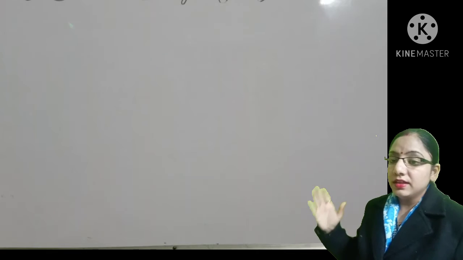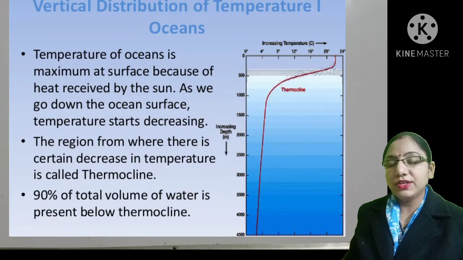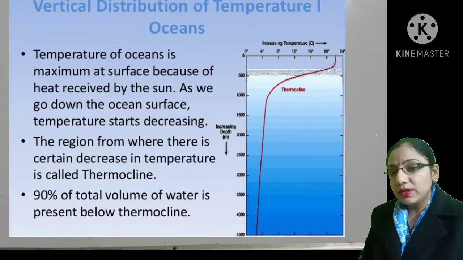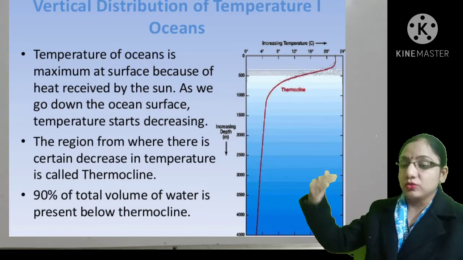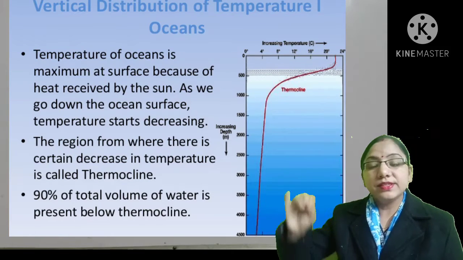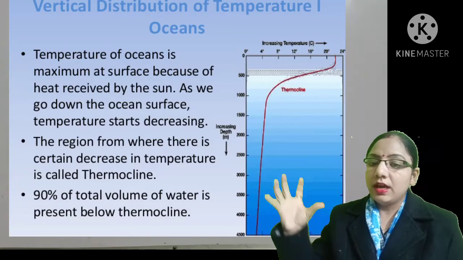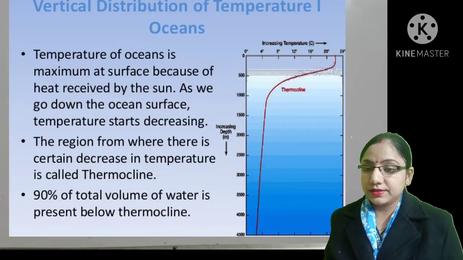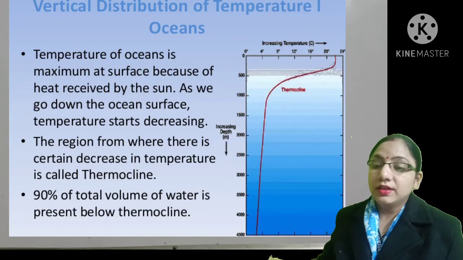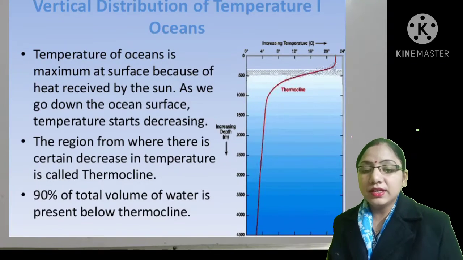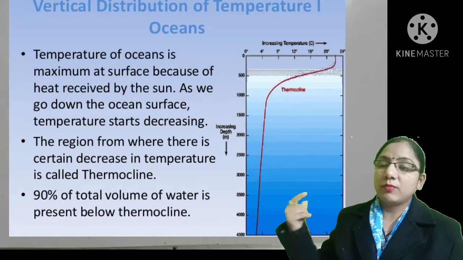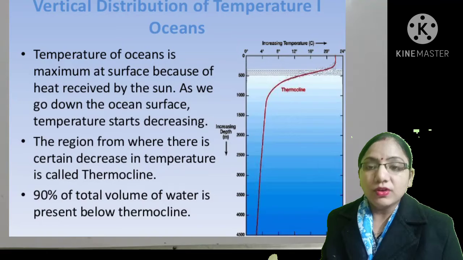If you look at this given figure, the temperature decreases with increasing depth. If the depth increases, the temperature decreases. There is a boundary region between the surface water of the ocean and the deeper layers. If you look at this picture, there are three different layers of the water. The boundary region where there is a rapid decrease of temperature is called the thermocline of the water.